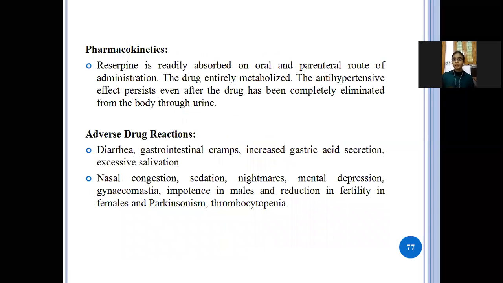Next, the routes of administration are oral and parenteral. The drug is metabolized in the liver and eliminated through urine. Adverse drug reactions are diarrhea, gastrointestinal cramps, increased gastric acid, excessive salivation, nasal congestion, feeling of sedation, nightmares, mental depression, impotence in males, reduction in fertility in females, Parkinsonism, and thrombocytopenia.